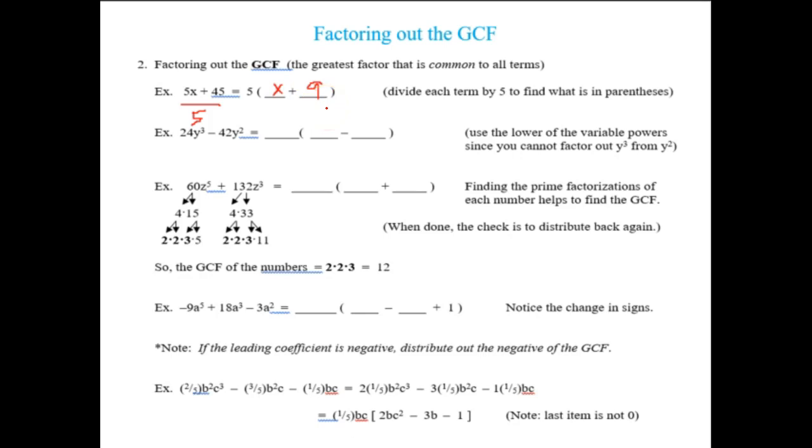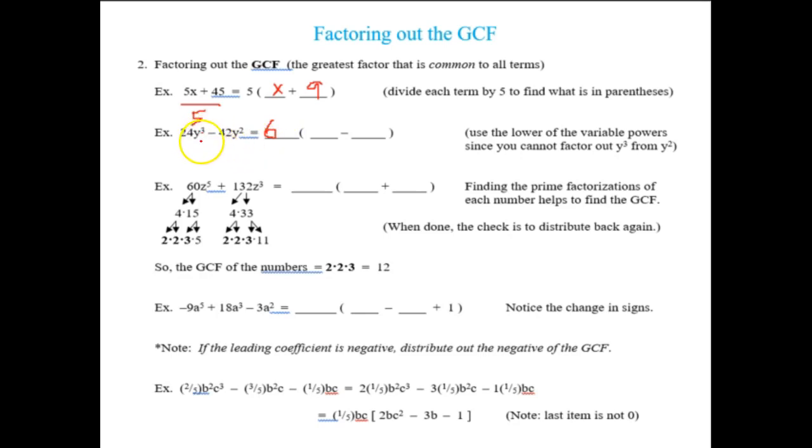In the next case, we have 24y cubed minus 42y squared, and we want to take out the greatest common factor. As far as the numbers go, 6 goes into 24, and 6 goes into 42. 42 is 6 times 7. So that's the highest number that goes into both. We'll talk about how to handle it if you can't figure out the highest number, but 6 would be the greatest common factor as far as the numbers go.